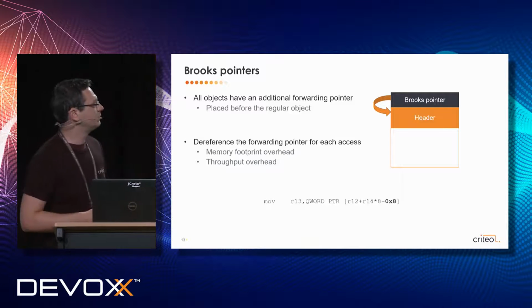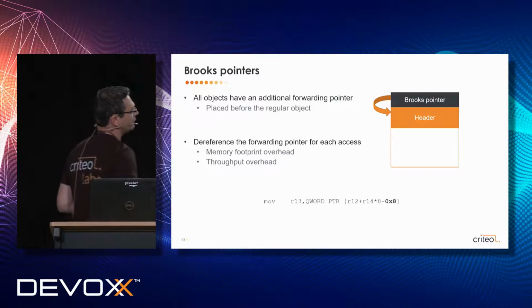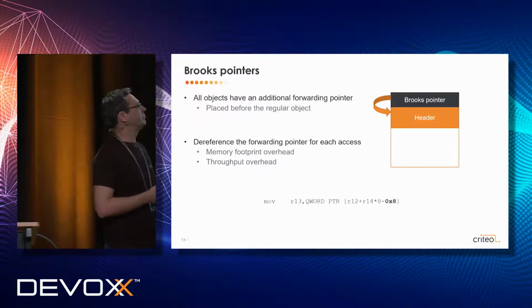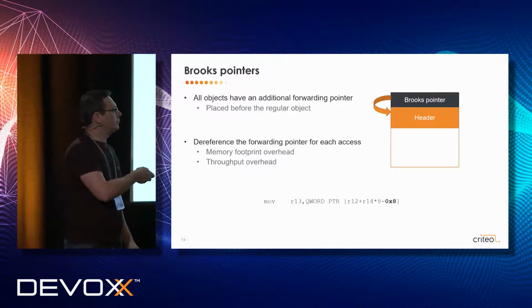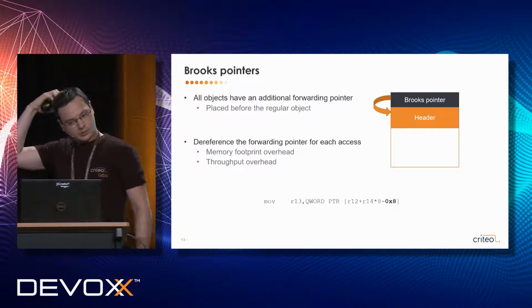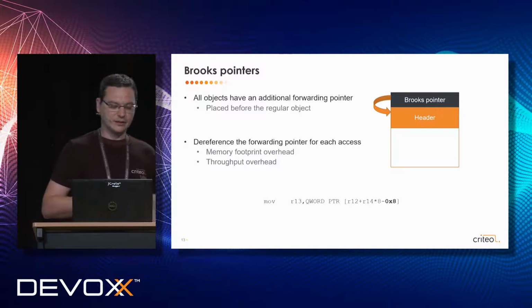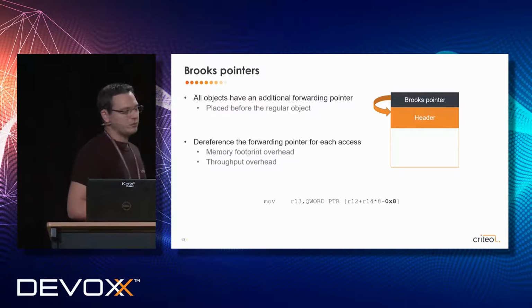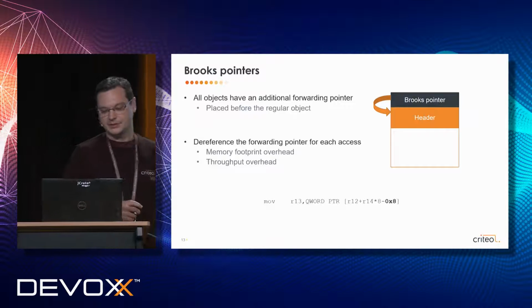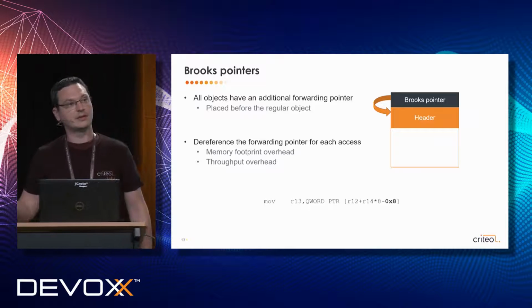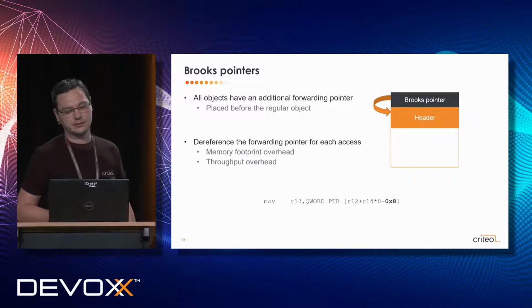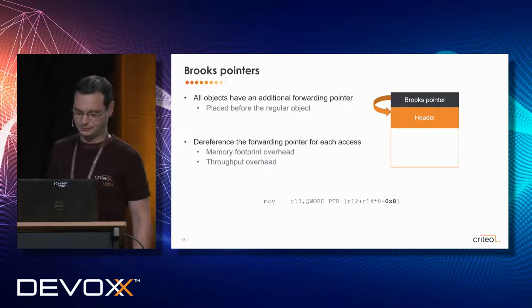That's for example what the JIT emits for each access. So we compute an address of an object, and we get an offset to get to the Brooks pointer, and we dereference it to load into the R13 register. And then you can access those fields. So you have this line for every access to any object.